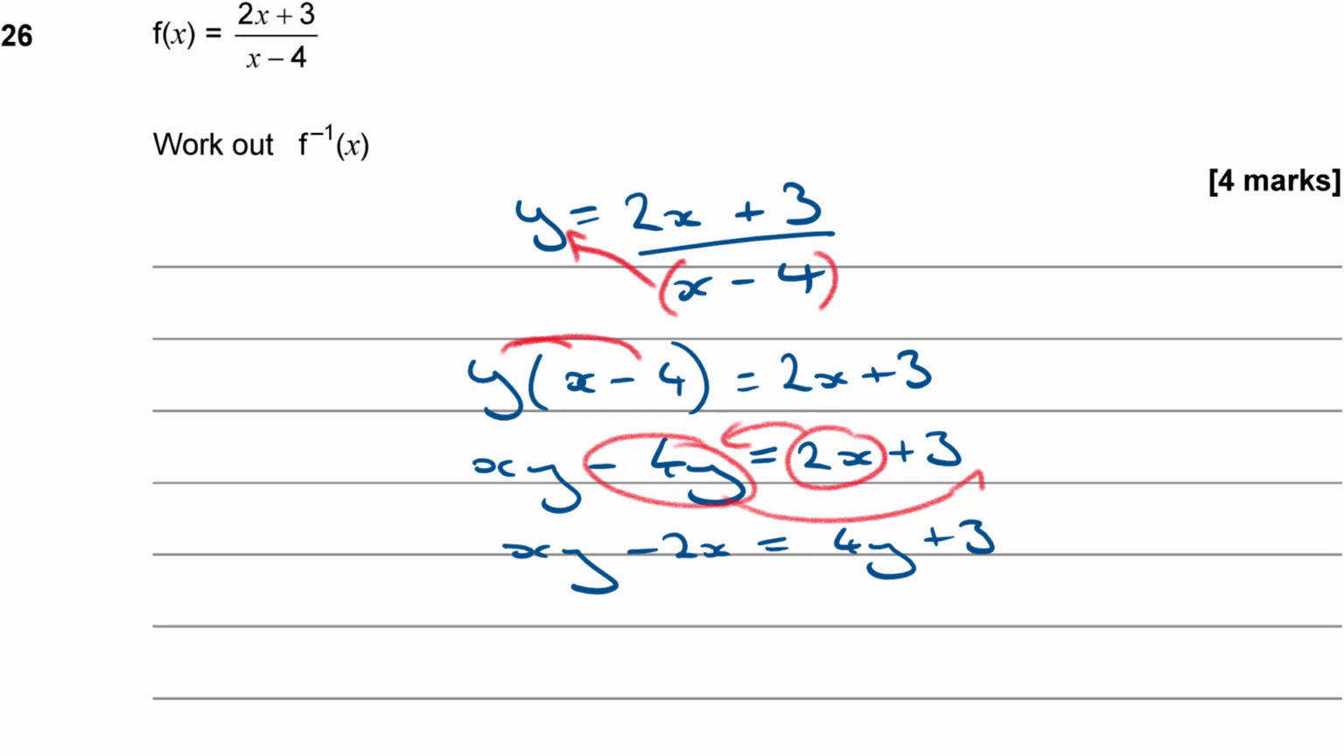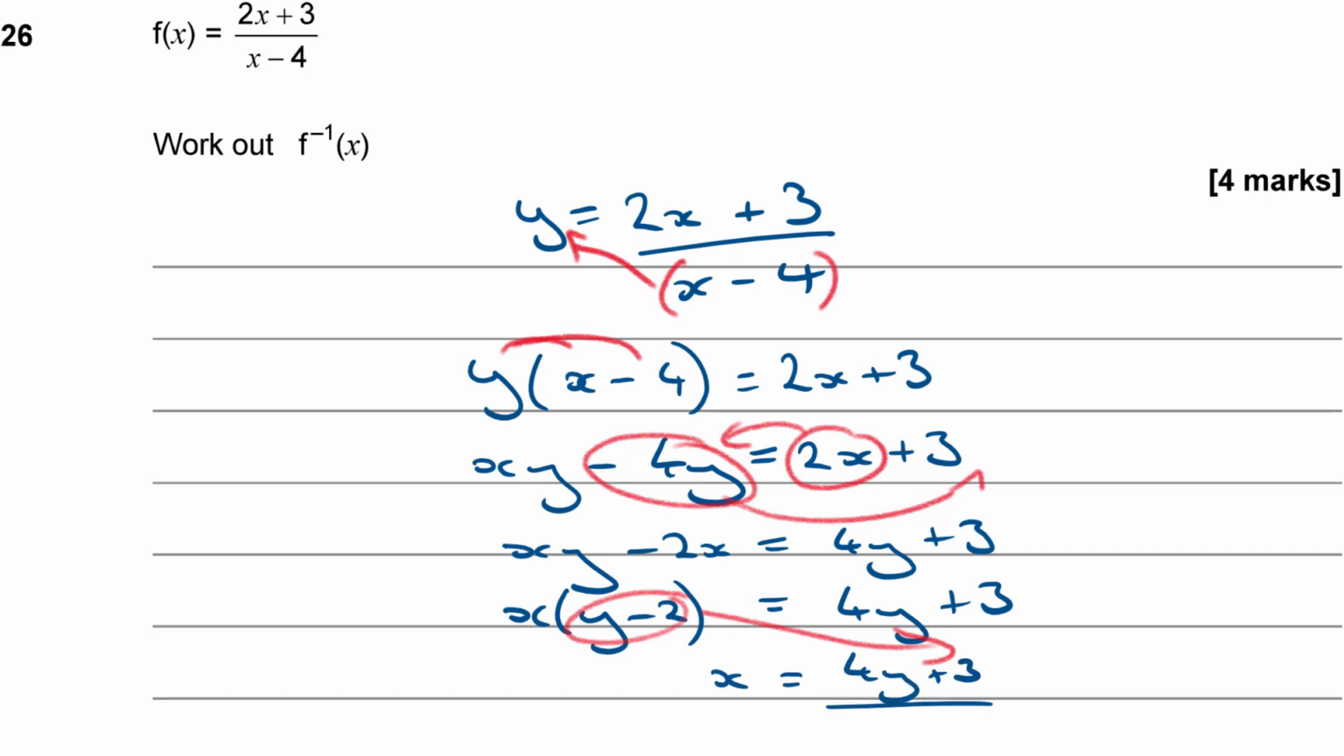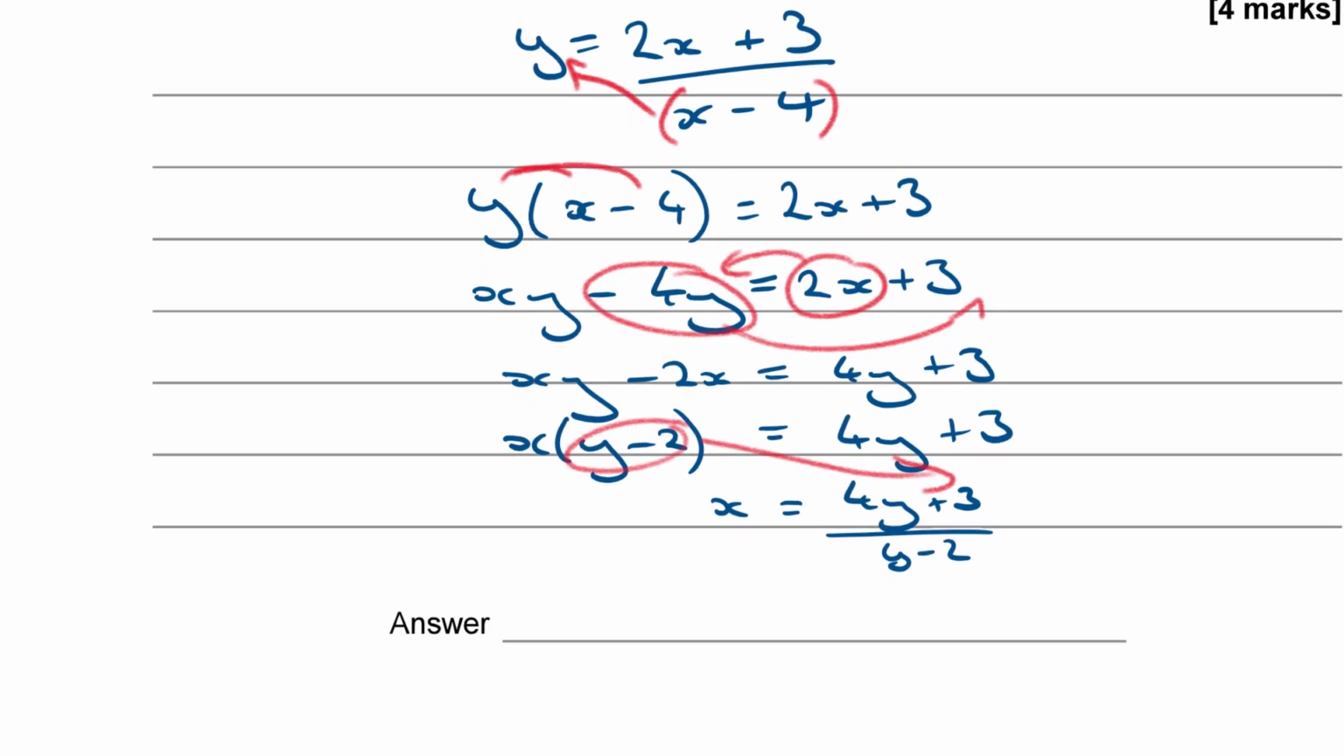Next thing I'm going to do is factorize the x out of these two terms. So I'm going to get x times y minus 2. The reason for that is I need to have one instance of the x. That's why I'm bringing them to both sides and factorizing. I need to try and just get one x because I want to make x the subject. And now what I can do is just cross multiply this back down there. So I'm going to get x is equal to 4y plus 3 all over y minus 2. So now I've got x in terms of y.